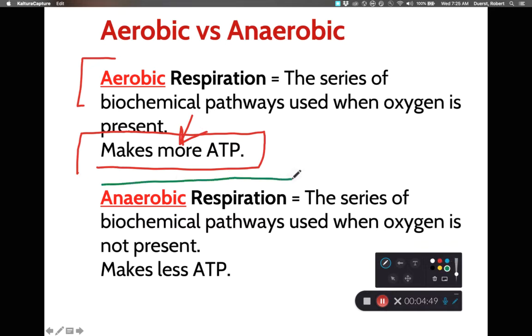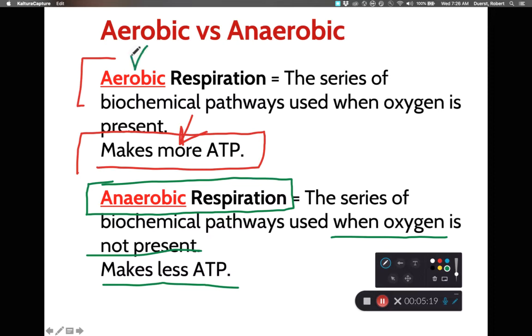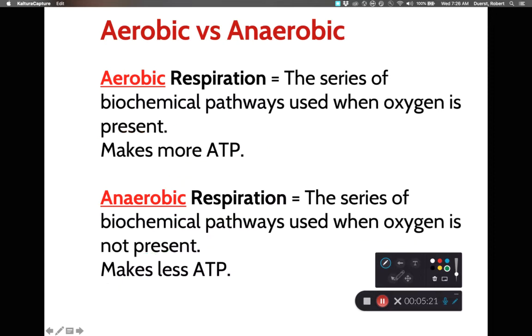And then when we look at anaerobic respiration, anaerobic respiration means that there is no oxygen, or when oxygen is not present, so without oxygen. And this anaerobic respiration can make some ATP. It depends exclusively on glycolysis. So instead of getting lots of ATP per glucose molecule, we get only 2 ATP per glucose molecule. It makes a lot less ATP than aerobic respiration does.